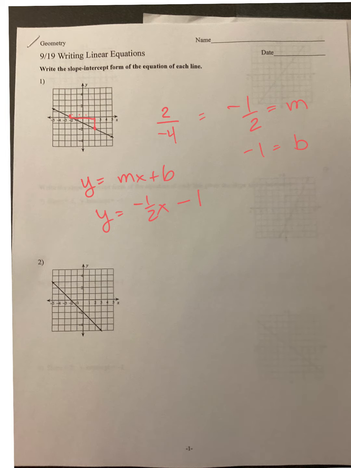Okay. So, see, here, it intersects here, here, here, and so on and so forth. So, m would equal negative 1. And it intersects at 2, so b would equal negative 2. And so y equals mx plus b format would be y equals negative 1x minus 2.